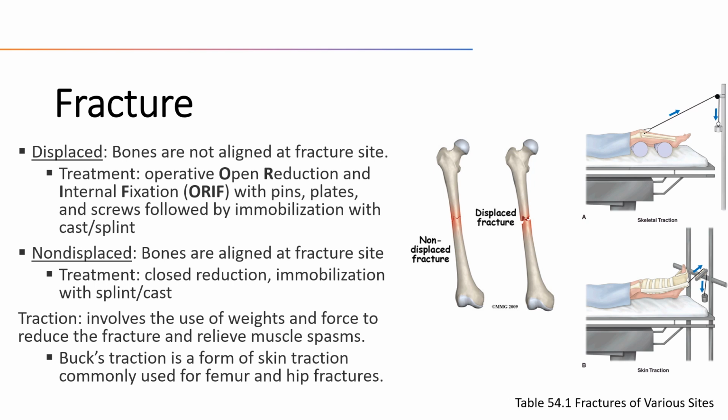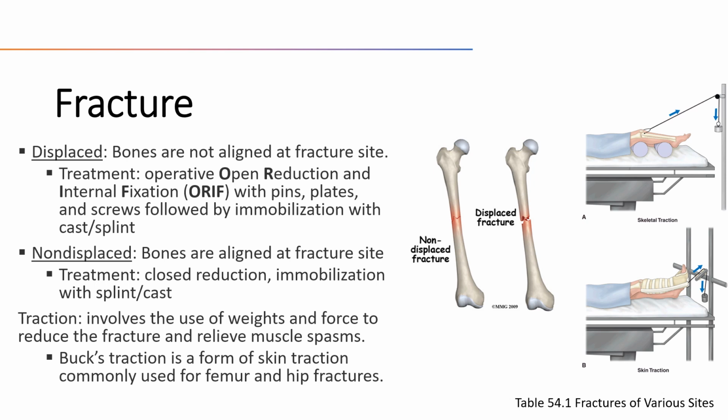Traction involves the use of weights and force to reduce the fracture and relieve symptoms. Traction would be done prior to surgery. Skeletal traction is when pins, tongs, screws, and wires are surgically secured to the bone, and weight is then applied to provide realignment. Skin traction uses a flexible harness, boot, or belt externally to secure the extremity, while 5 to 10 pounds of weight is applied to relieve muscle spasms and maintain the length of the bone.